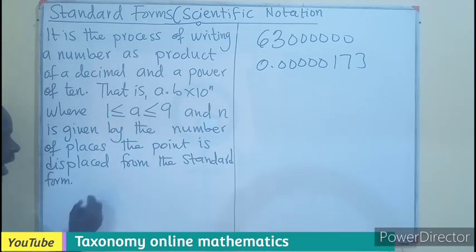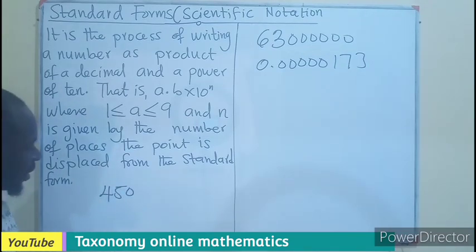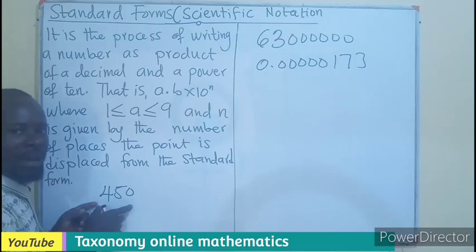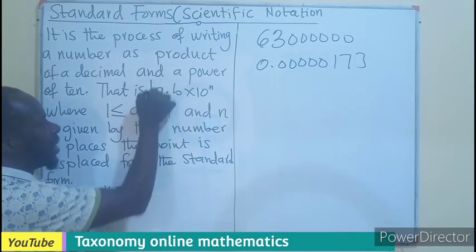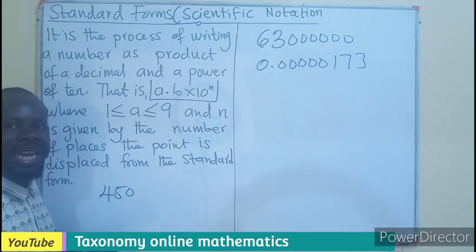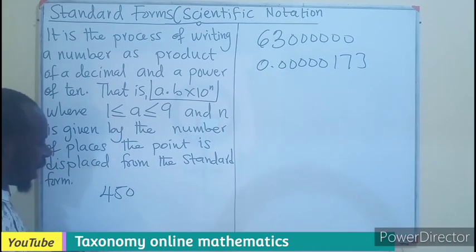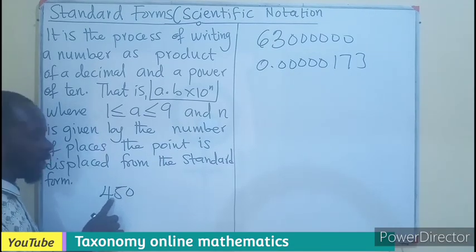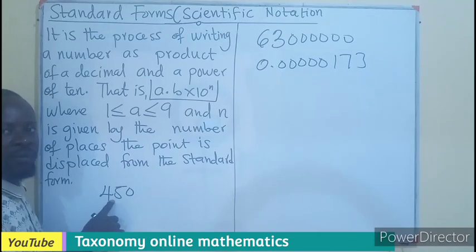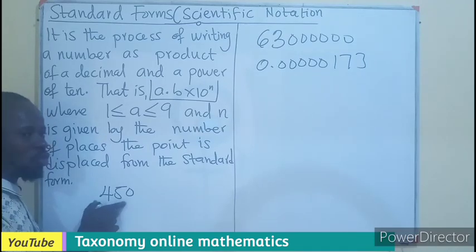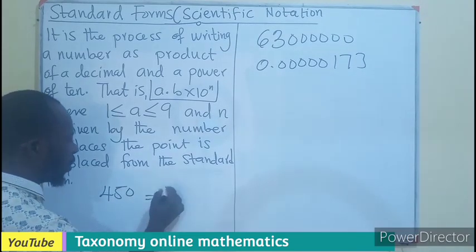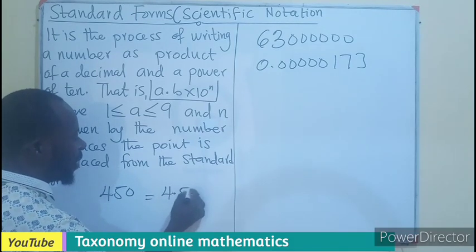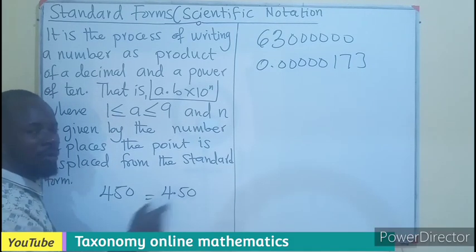If I have 450 and I am asked to write this number in this form, as in I need to introduce a decimal point, we know that if I divide this number by 10, the 0 will go. If I divide this number by 100, it will become 4.5. So if I want to write this, I can say that 4.50 is what I'm looking for.